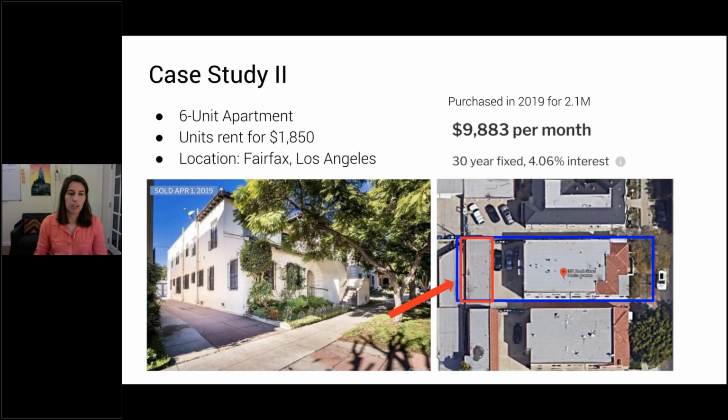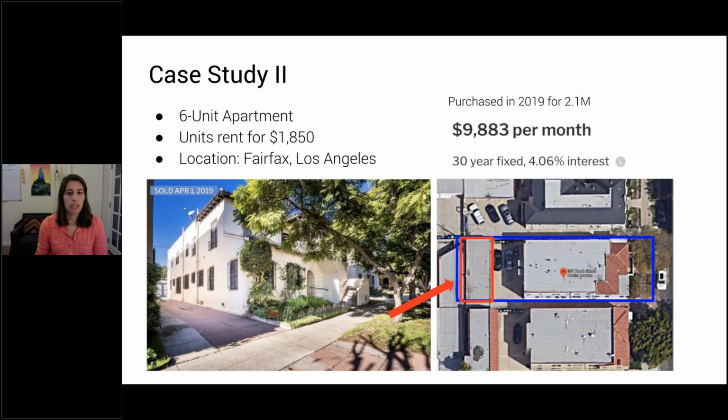This was a project we were working on in Los Angeles. It was a 6-unit apartment. The units rent for $1,850 per unit. This was in Fairfax, LA, a popular part of Los Angeles. This particular property was purchased in 2019 for $2.1 million, which means that the mortgage per month on this one is just under $10,000 a month.